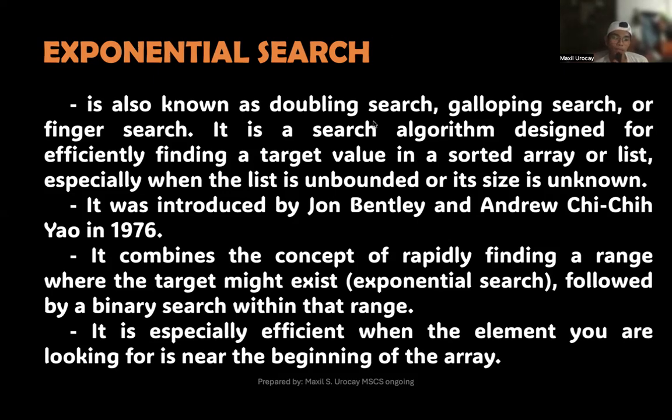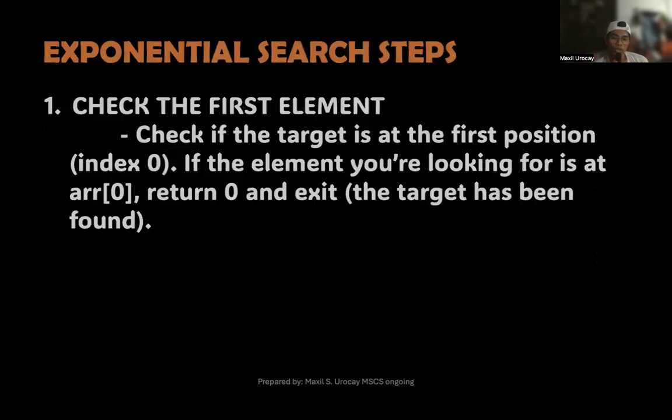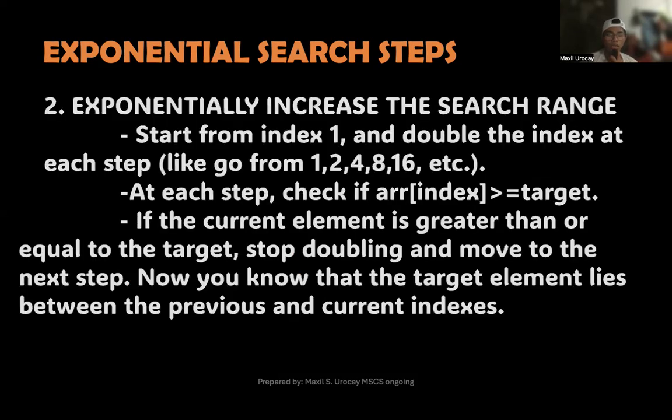So in exponential search, the first step is to check the first element. If the target is at the first position, that's index zero, if the element you're looking for is at array zero, then the target has been found and you exit. Immediately, that is the best case.